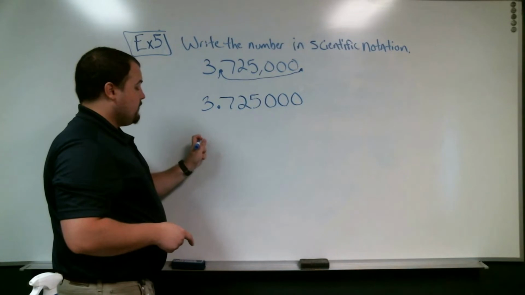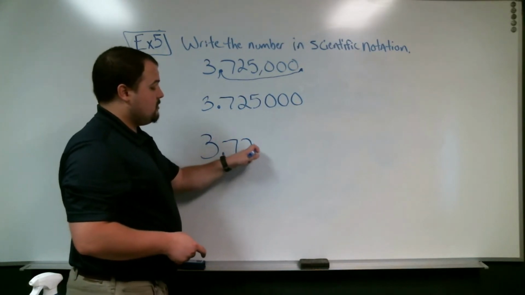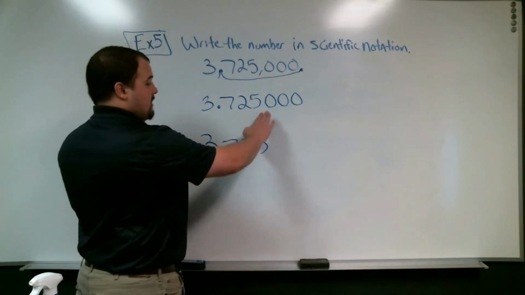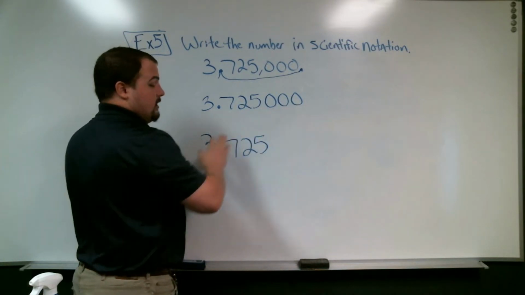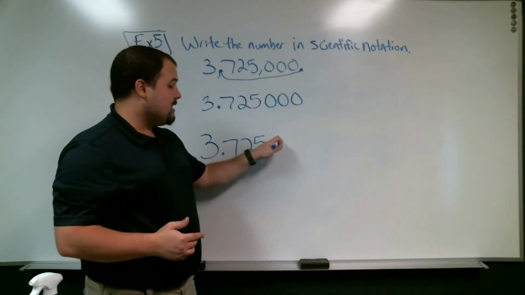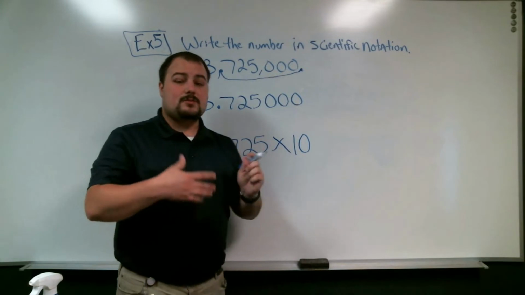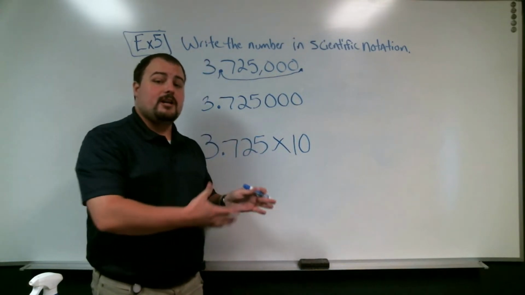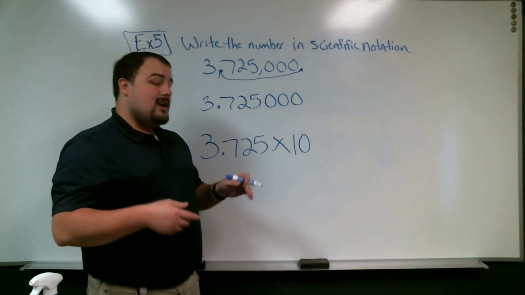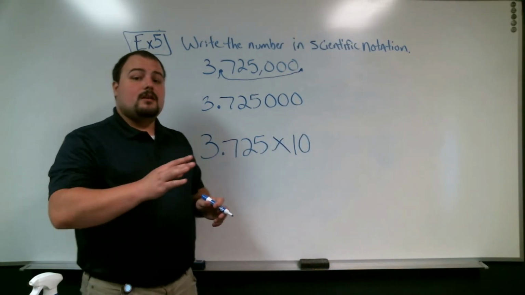So what we would do is we would write that this is 3.725. Now, since there's these zeros here and there's nothing behind them, we could actually drop off those numbers. We can stop right here, and we can write that as times 10, because we have to use the base of 10 when writing a number in scientific notation.